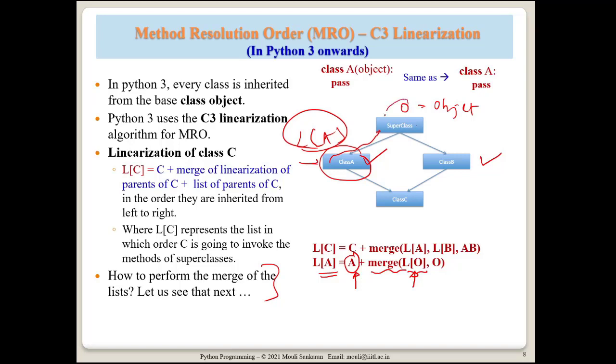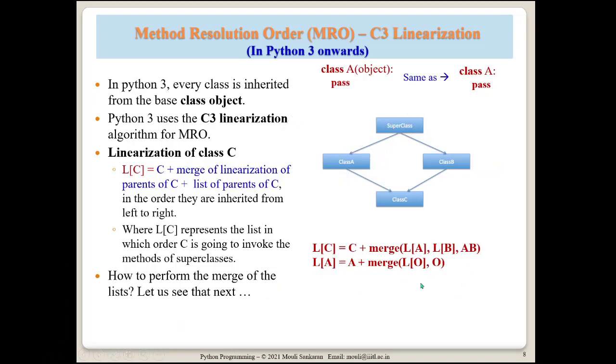You are going to look at the list of O, comma O. There is no sibling there. There is only one class. The superclass has not inherited from any other class because it's O. So it stops with O. That's all. Okay. So LA is this much.